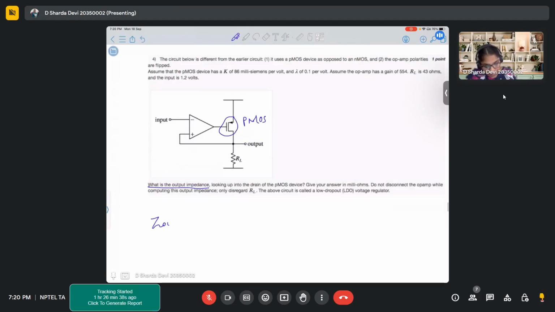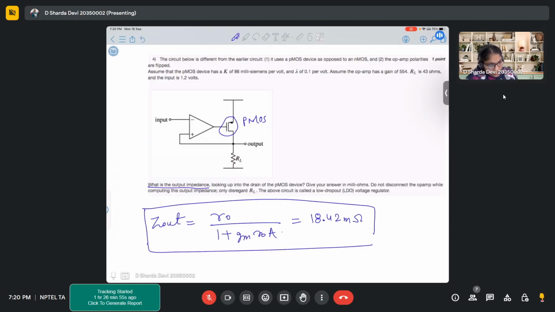I'll write down the final expression that you should get. So after solving, the expression that you will get is 1 upon 1 plus Gm R naught into A, and the value will be 18.42 milli. So you should get this expression after solving. So only NMOS has been changed to PMOS, and your positive and negative terminals have been interchanged. You will solve this problem. Just in case if you face any difficulty, you can let me know in the next session.